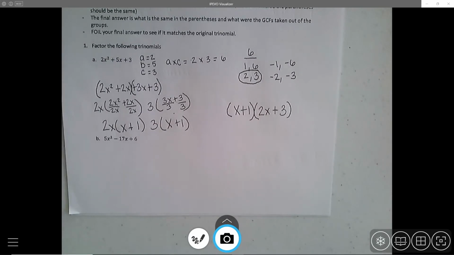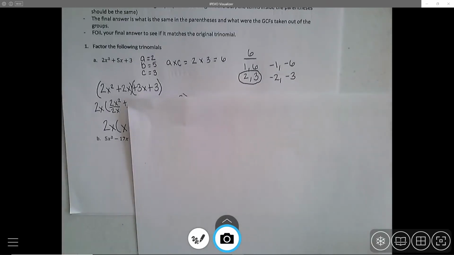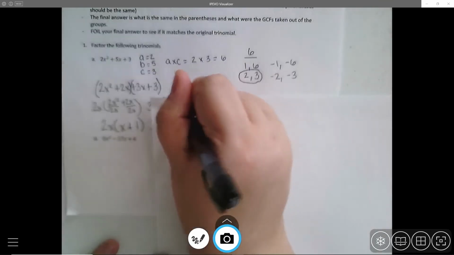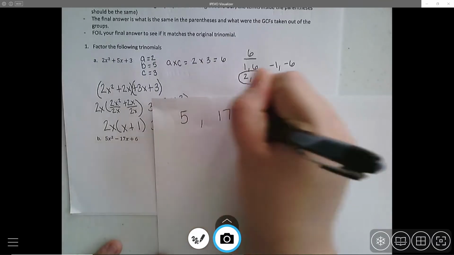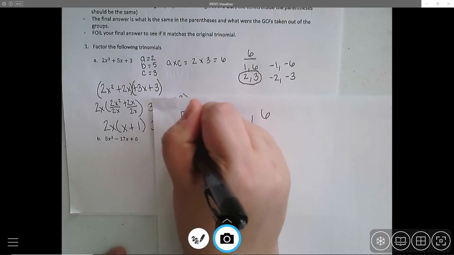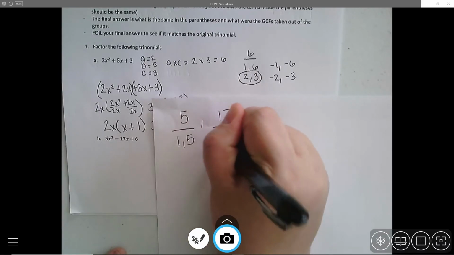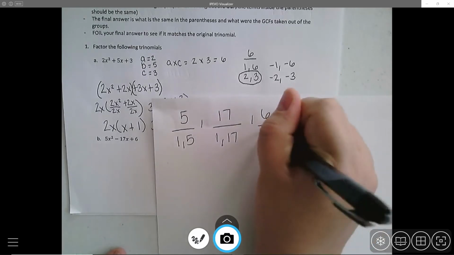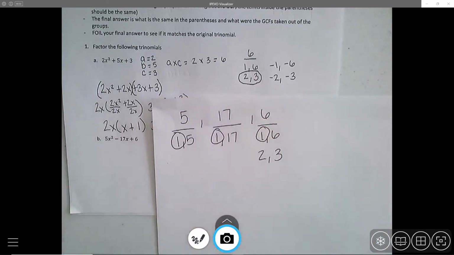Okay, so here on the next problem, the first thing I'm going to check for is a GCF. I hope you notice not every term has an x, so I don't have to check my variables. I'm really just concerned with my numbers: 5, 17, and 6. Factors of 5 are 1 and 5. 17 is 1 and 17. 6 is 1, 6, 2, and 3. 1 is the only number that they have in common.